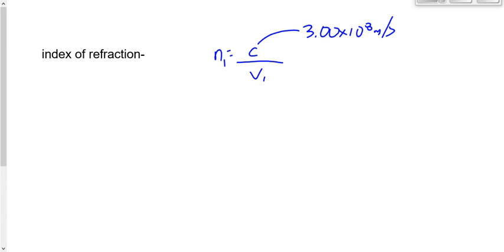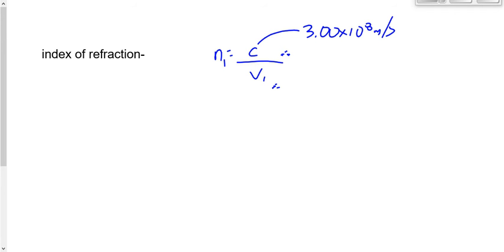Now, what's the maximum possible value for V1 there? What's the maximum possible value for V1? 3 times 10 to the 8 meters per second. Okay, if we're in a vacuum, then the speed of light in a vacuum is 3 times 10 to the 8, and the speed of light in that medium is 3 times 10 to the 8. If you're in air, the speed of light in a vacuum is 3 times 10 to the 8. The speed of light in air is to 3 digits, still 3 times 10 to the 8. So the index of refraction would be 1.